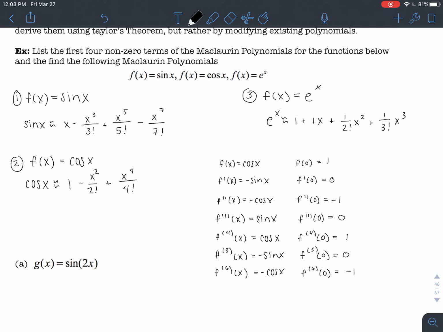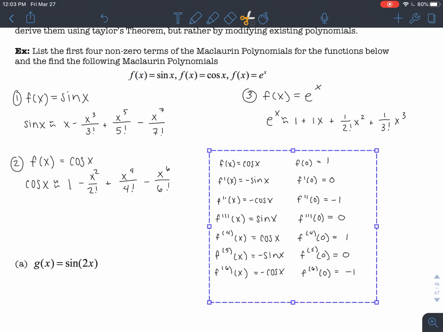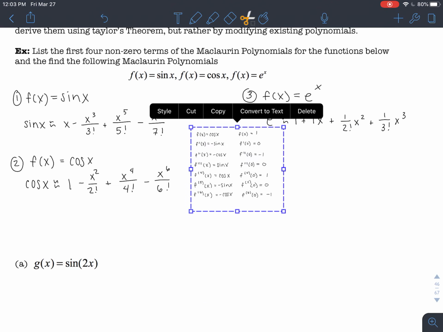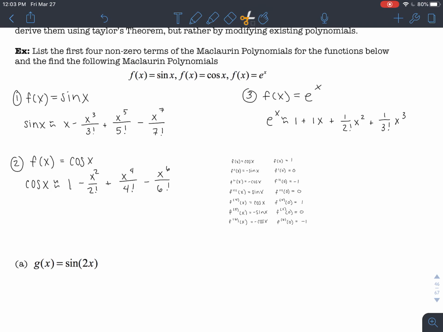My third degree term is a 0, so that's going to go away. My fourth degree term is a positive 1, so I'm going to get plus 1x to the 4th over 4 factorial. And then my fifth degree term is a 0, so that's not present. And then my sixth degree term is negative, so I get negative x to the 6th over 6 factorial. So I'm just going to make that a little smaller here to give us some space. So these are 3 things that you definitely want to have memorized because we can use them to manipulate other things.